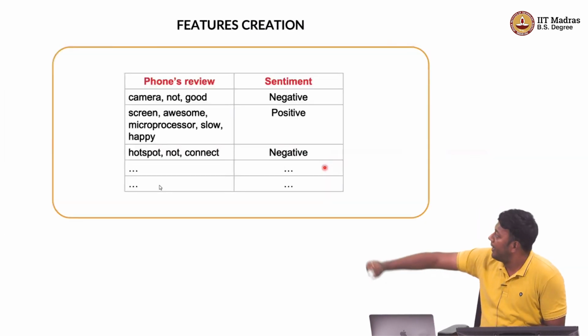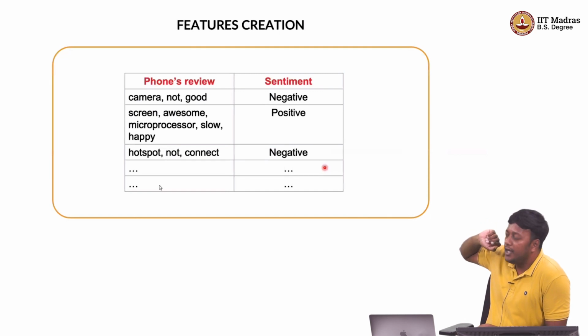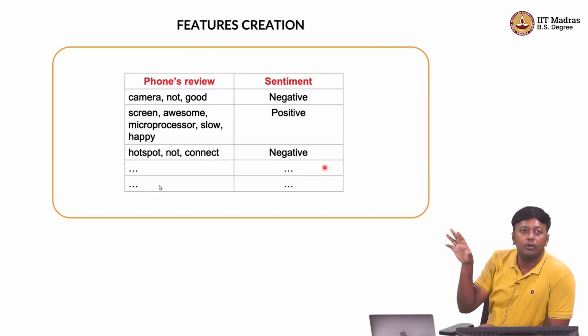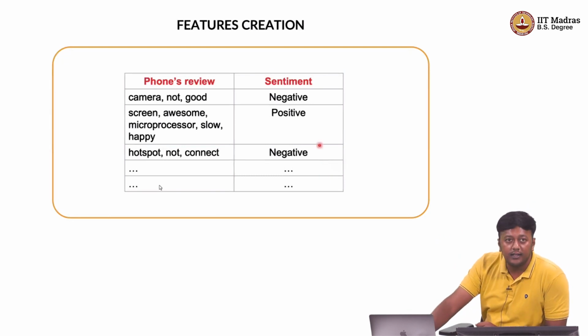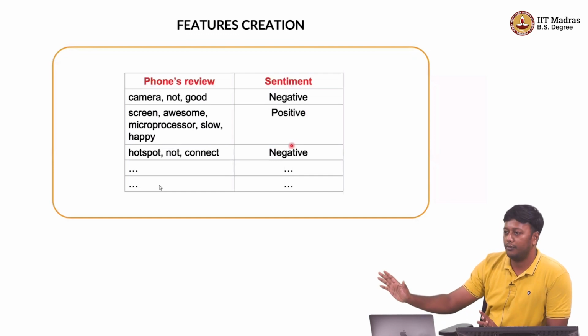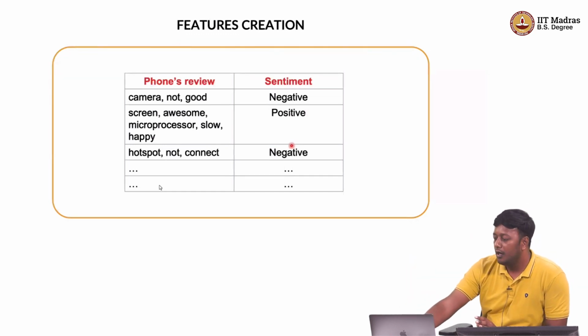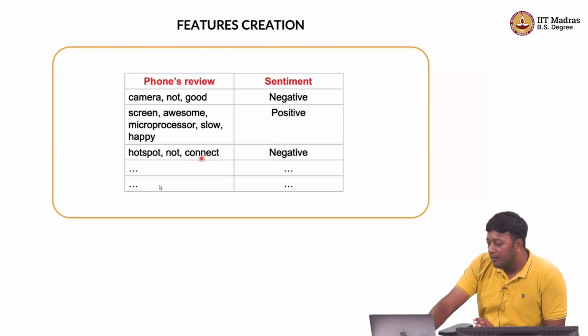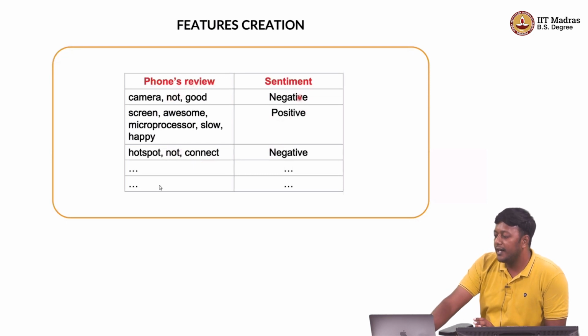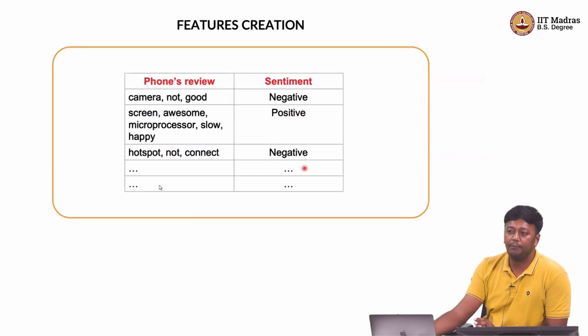So I have mobile reviews here, okay? So camera not good, screen awesome, all those things are there. And someone has read that review and has told me it's negative, positive, negative, positive, right? So you have labels, you have the text. Now if you see, whenever the word not comes, it's negative. That's the pattern you want that particular machine to learn, right?